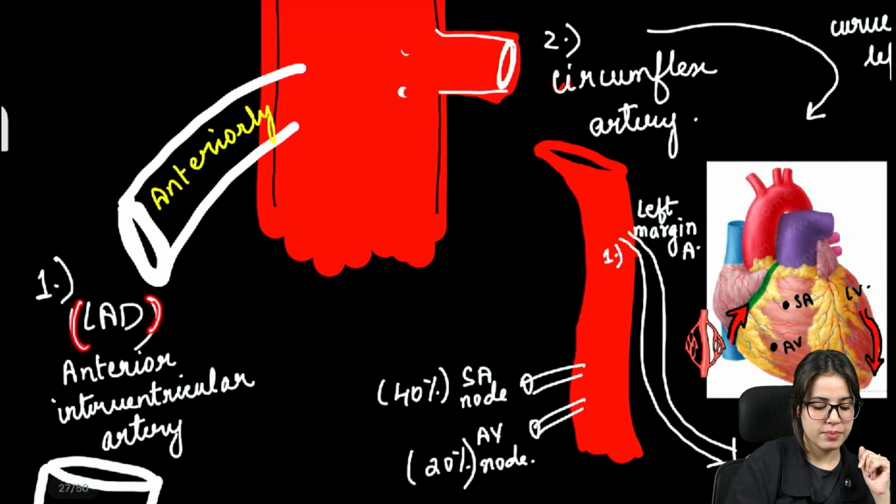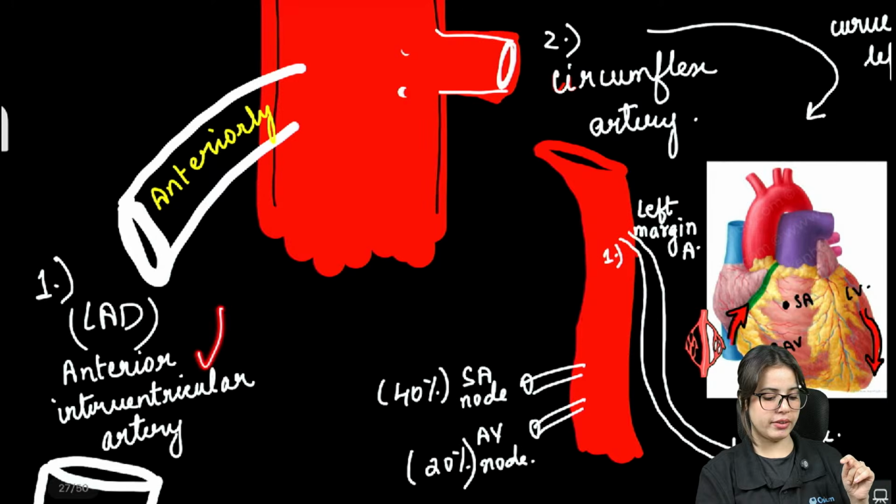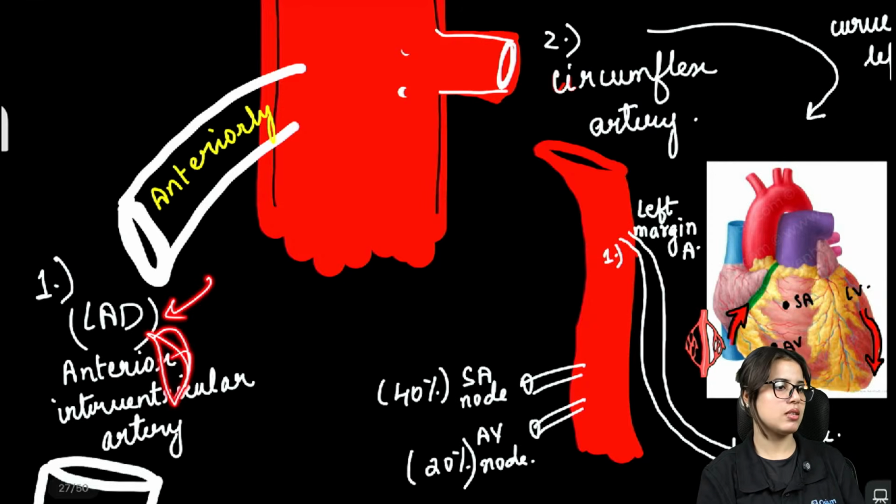The meaning of LAD is left anterior descending, as far as I remember. Its short form is LAD, the same thing. It's a little confusing because in books it's written anterior interventricular artery, and just randomly they write LAD. Both are the same thing.